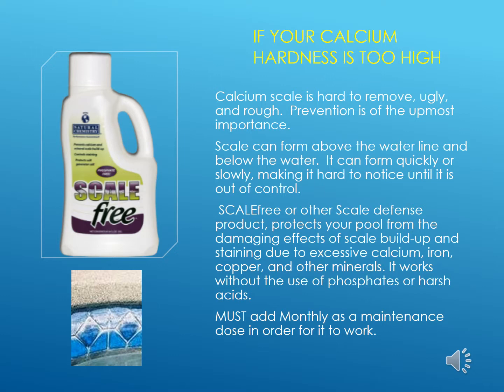And in order to prevent scale, we recommend using a scale defense or other sequestering agent, such as scale-free. Scale-free will protect your pool from damaging effects of scale buildup and staining, and it also works without adding phosphates to the swimming pool, which is very important. Scale can develop very, very quickly overnight, and it can also develop very slowly over time, over years, and you may not even notice it until it's out of control. For scale defense to work, though, you do have to add it monthly as a maintenance dose and stay on top of it.